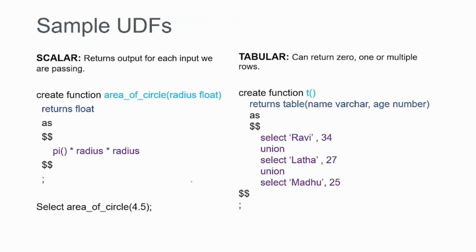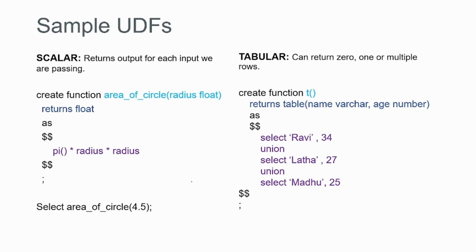If I show you sample UDF examples, as I told you, UDFs can be scalar or tabular, so I am showing you both examples. The syntax for Snowflake is create function and then any function name, like area of circle as you see here, and then you need to return. Returning from a UDF is very, very important. There is no way that you can create a UDF without return. You need to mention return and you have to return something. That's the function definition.